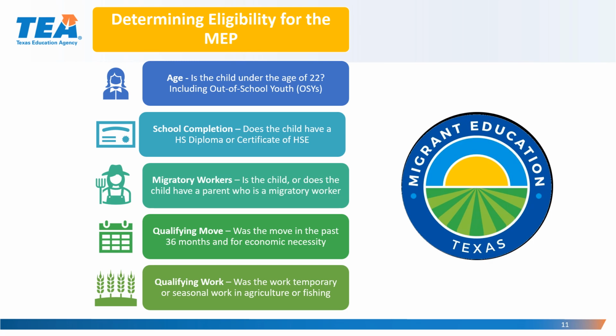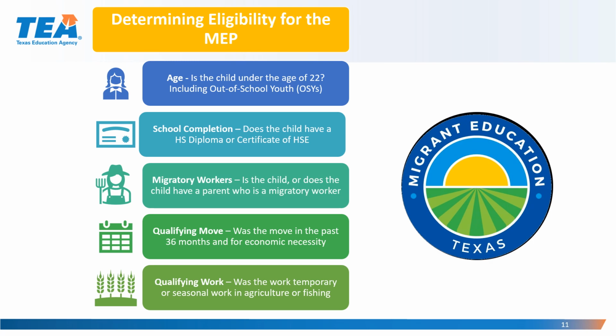Is the child, or does the child have a parent, guardian, or a spouse who is, a migratory agricultural worker or migratory fisher? Did the child move on his or her own as a migratory agricultural worker or migratory fisher, or move to accompany or to join a parent, spouse, or guardian who is a migratory agricultural worker or migratory fisher within the preceding 36 months? The children have 36 months of eligibility from the last qualifying move.